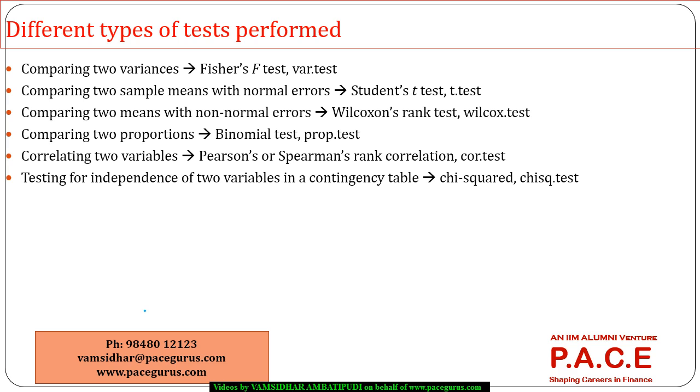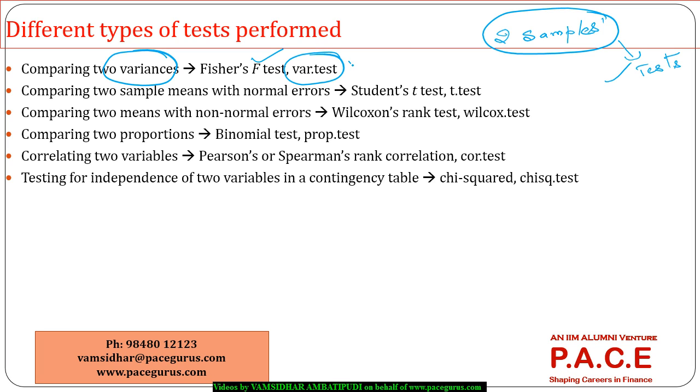So getting into the next aspect, the first thing we are trying to understand is, if I am given two different samples and I am asked to perform different kinds of tests on them, these are the various tests that I can look at. If I really want to compare the variances between the two samples and say whether the variances are significantly different or more or less similar, then I can use Fisher's F-test, which is typically used through a function called var.test in R.